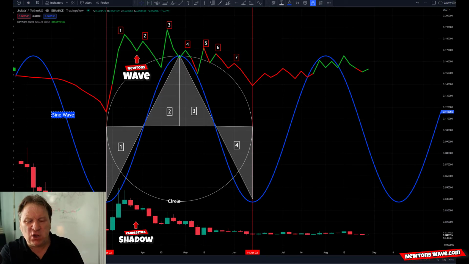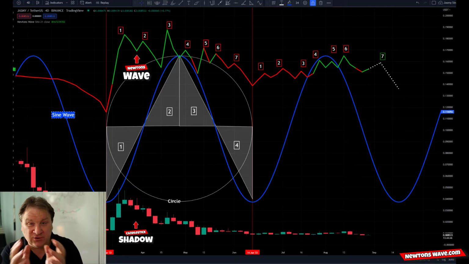So how does knowing this help us find our entry point into Jasmy in this instance, while it's playing out live? We basically use the same formula. Let's count the peaks again on Newton's wave: peak 1, peak 2, peak 3, peak 4, peak 5, peak 6. But we know that it has to do 7 peaks before the end of a movement. So let me bring in a projected course of where the 7th peak would be.